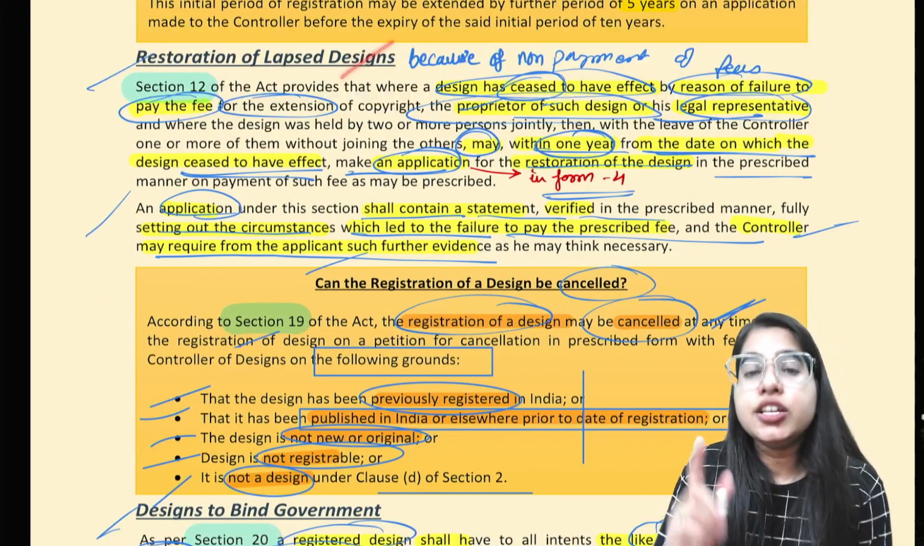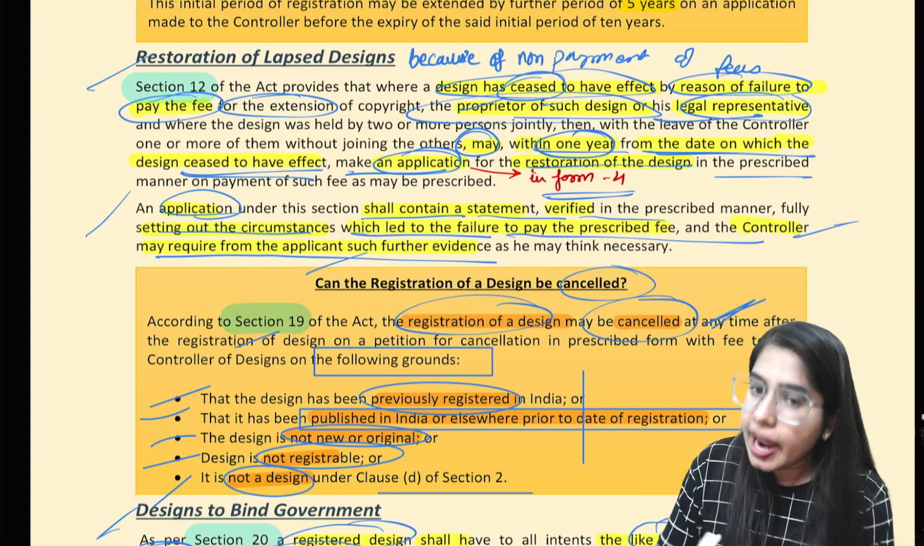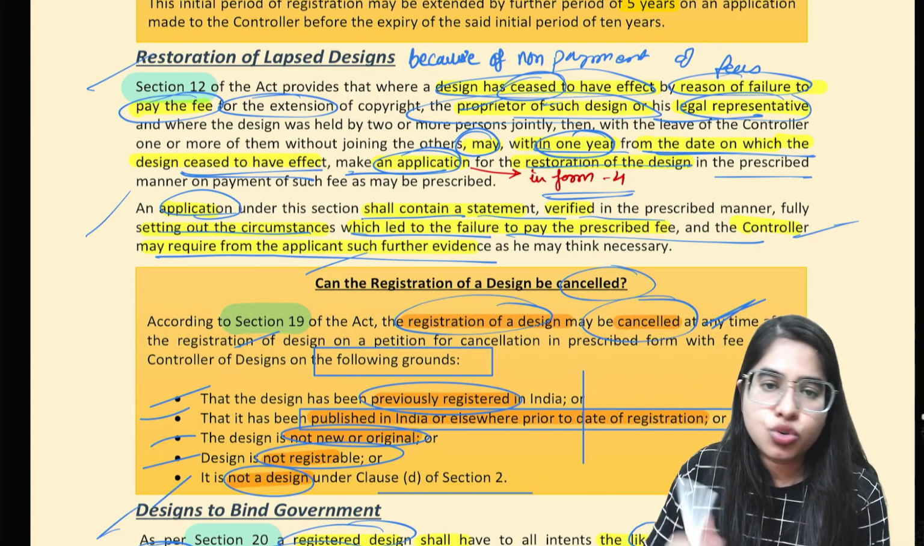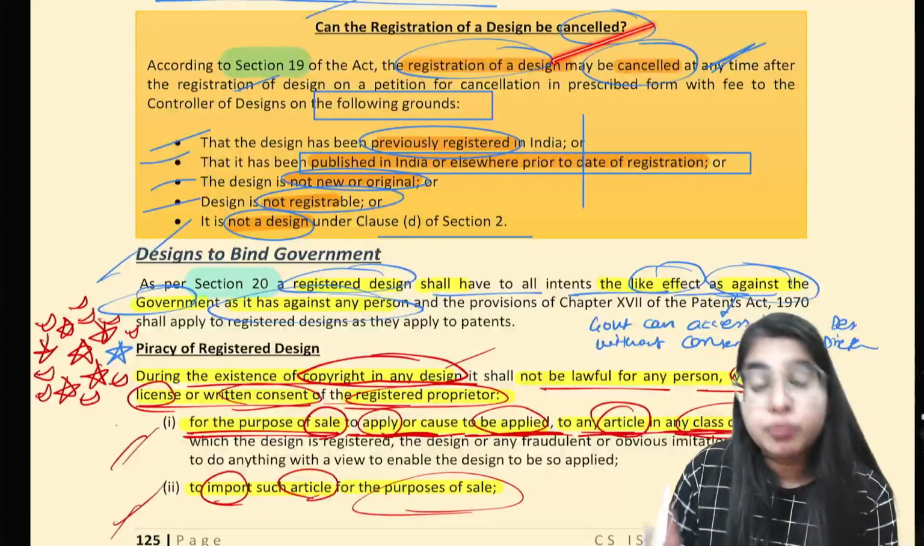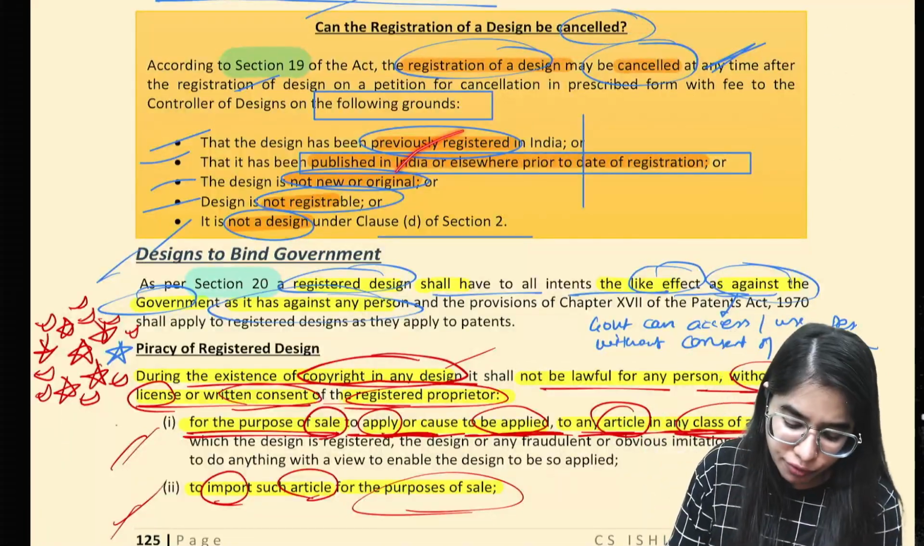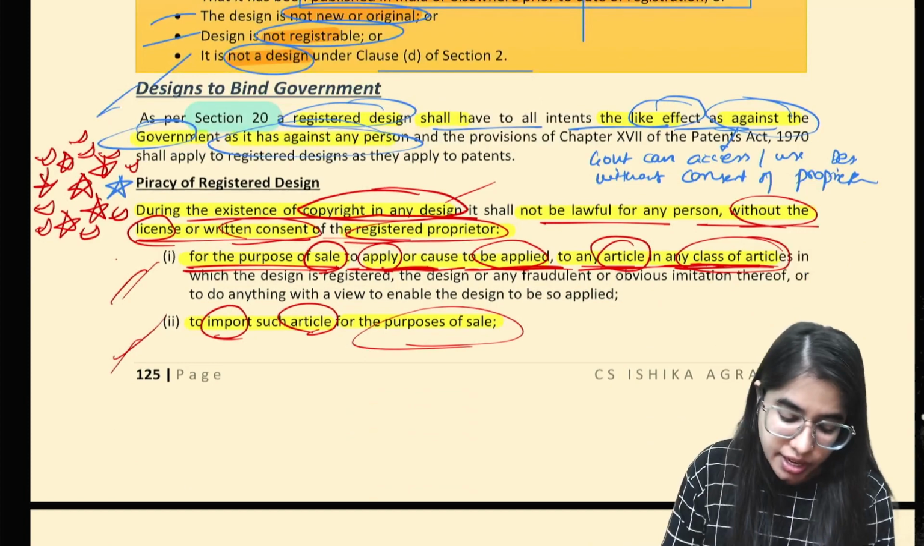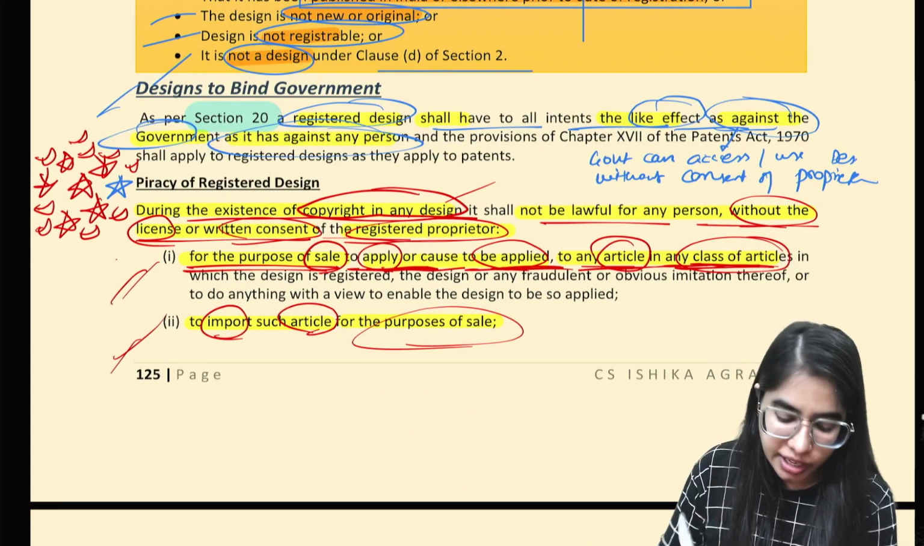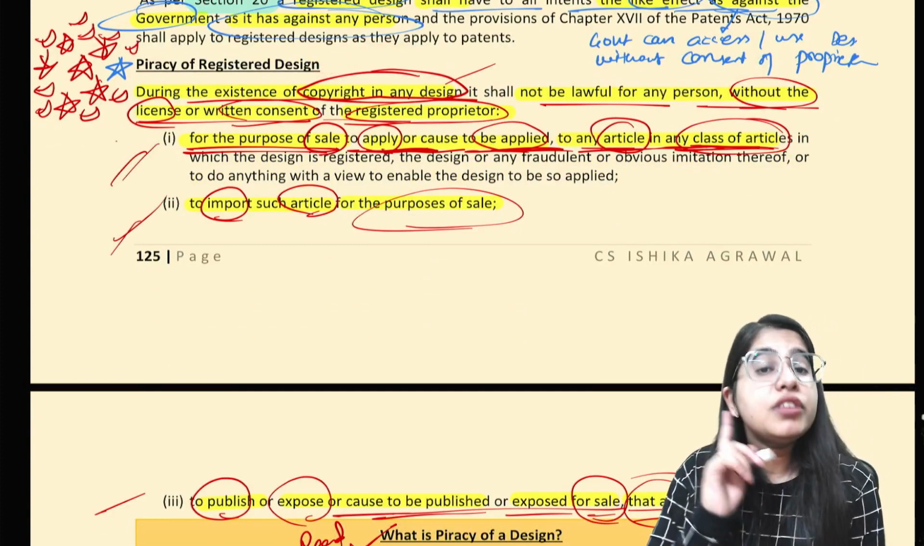Then we did, in case you fail to pay the fees and your design has lapsed, within 1 year you can apply in Form number 4 and you can restore your design. The Controller can cancel your design for these 5 reasons. Next, the government is also bound by your design, which means the government cannot copy your design even for public welfare. Piracy of design, very important.